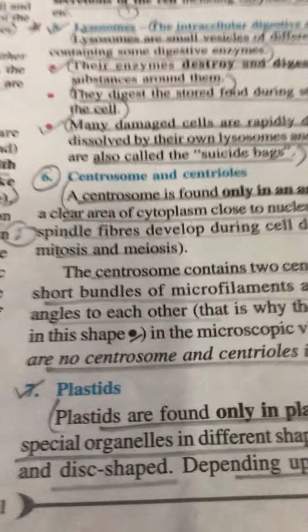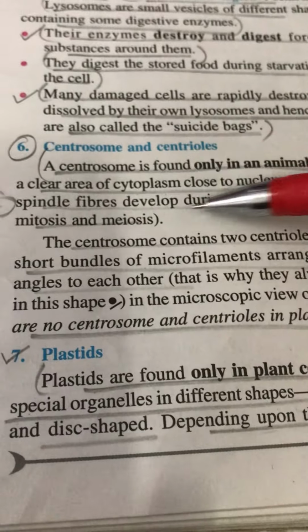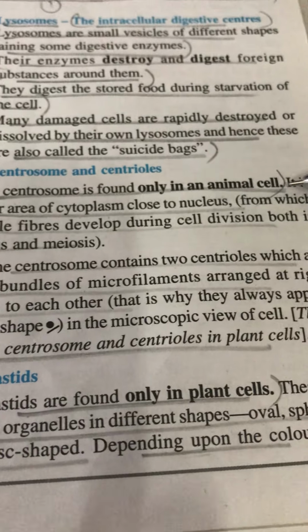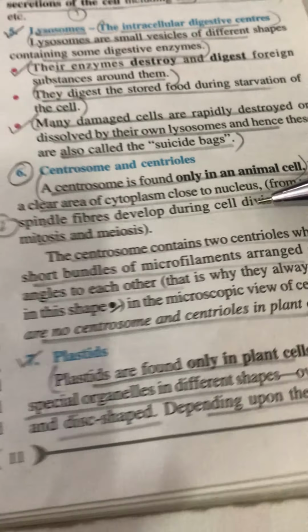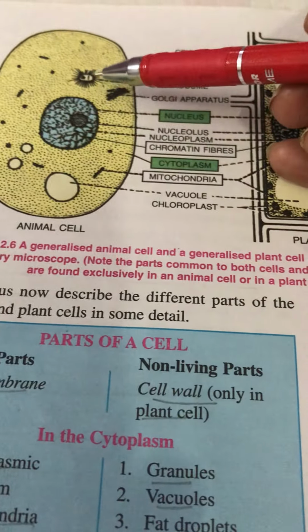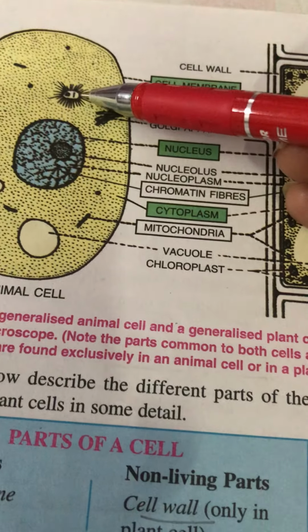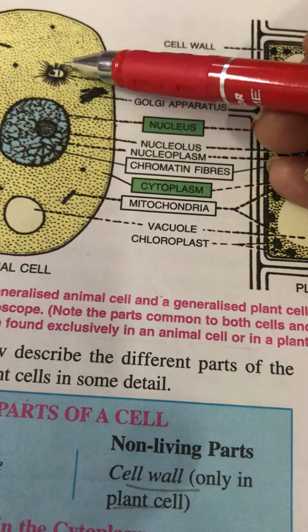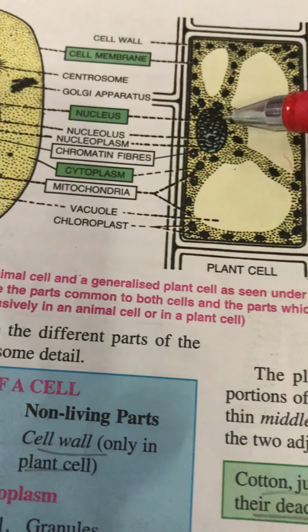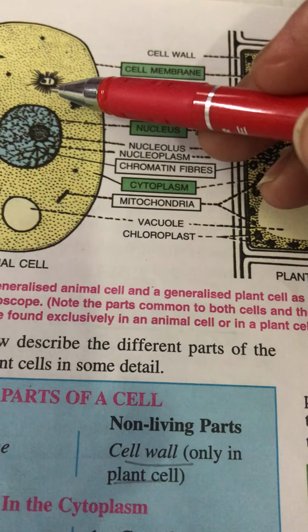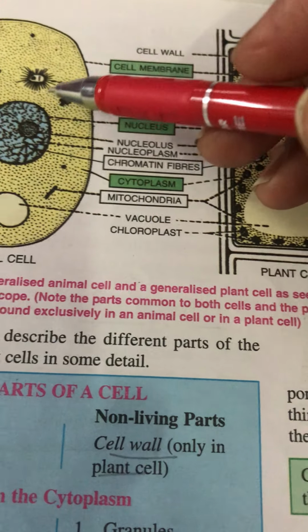Now let's study about the centrosome. The centrosome is that organelle which is found only in animal cells. Like you can see here near the nucleus, there is a clear area in the cytoplasm having two centrioles in it. This is called the centrosome, which is absent in a plant cell but present in an animal cell.